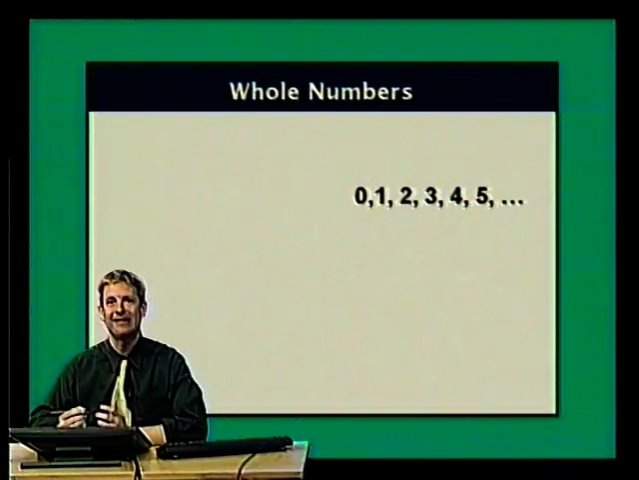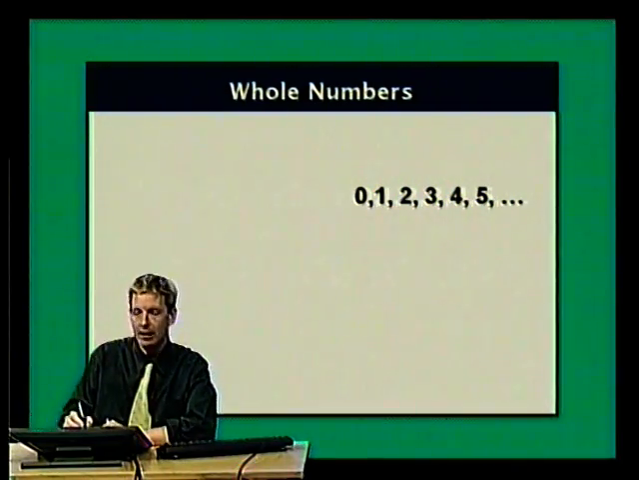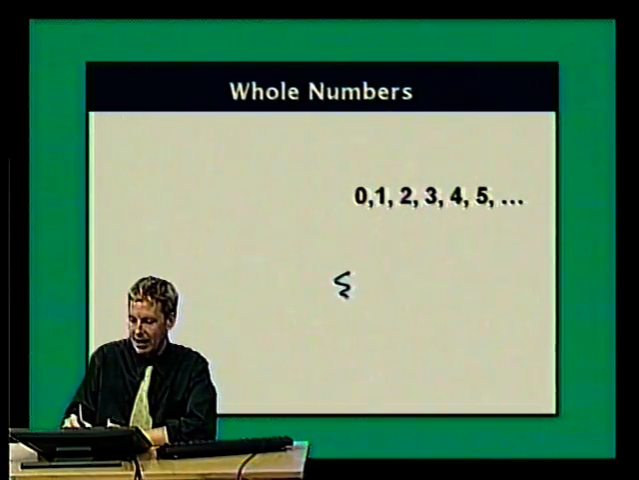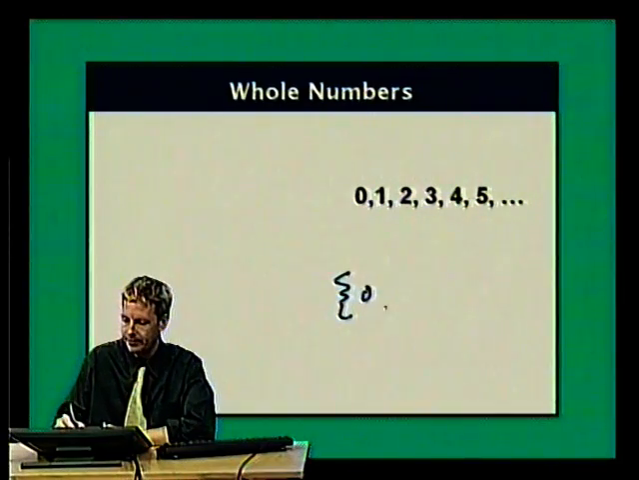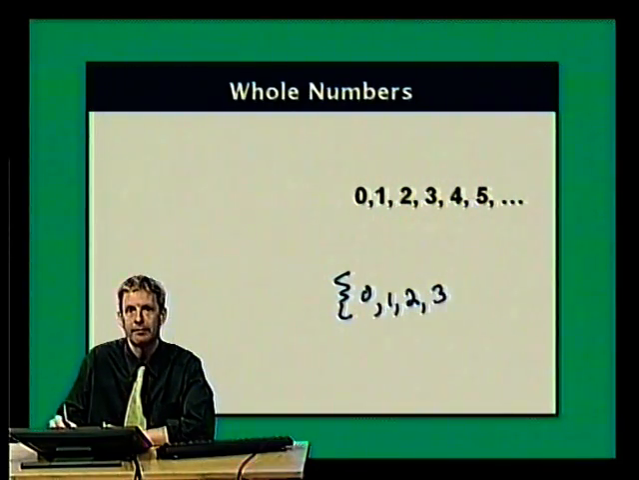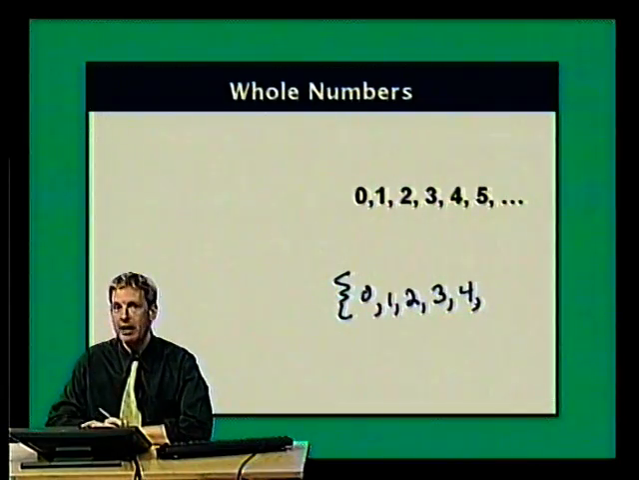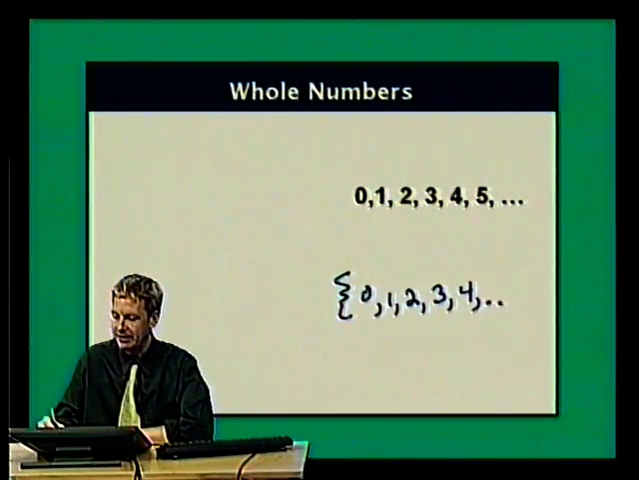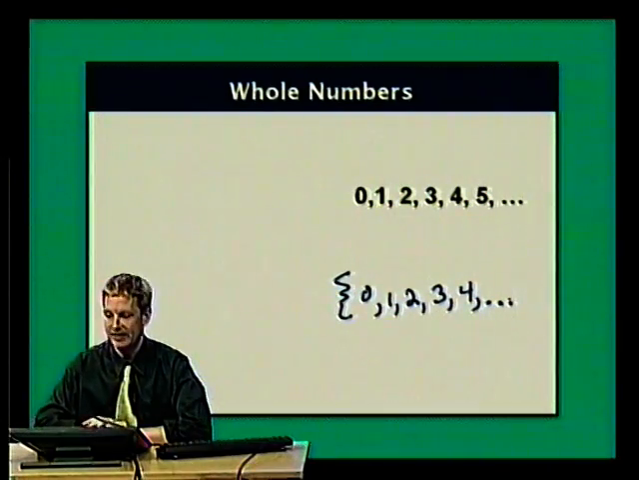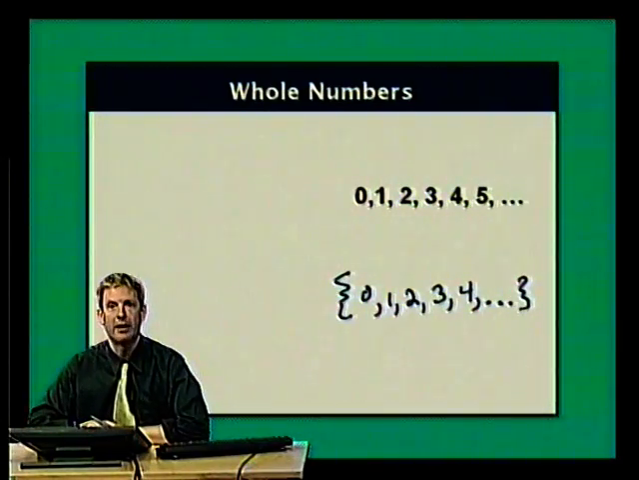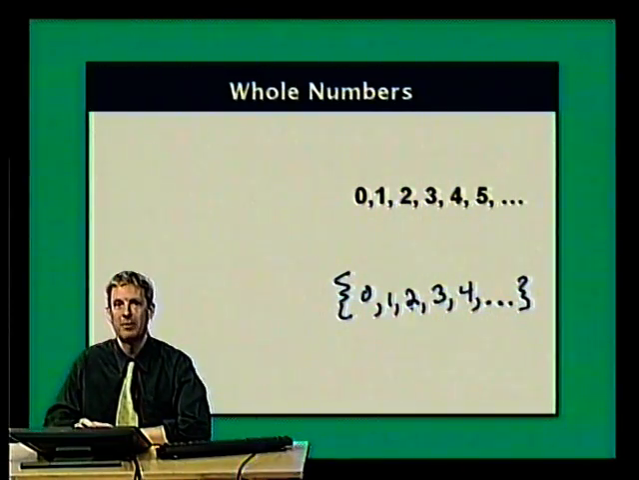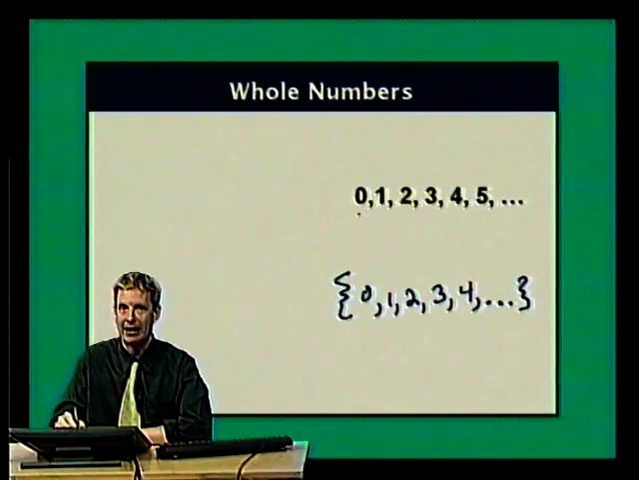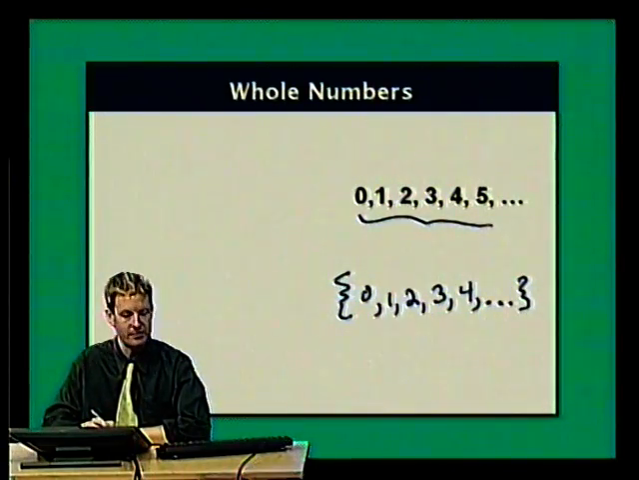Sometimes we talk about the set of whole numbers. When we talk about the set of whole numbers, we need to use what are called set brackets. A left set bracket is a left brace, and then we start listing the whole numbers. And then we use our 3 dots to indicate that this pattern continues inside our set, and then we write our closing set bracket. So this is the set of whole numbers, whereas this is just a list of the whole numbers.